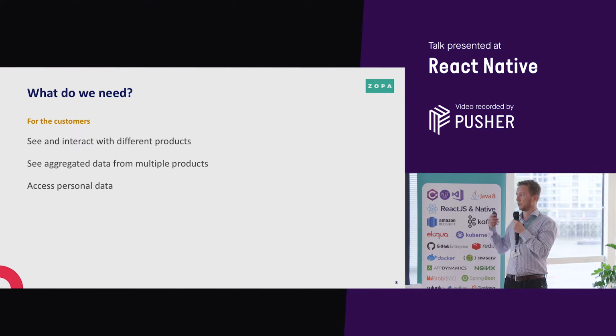They might also want to see aggregated data about their projects. So maybe you can get data from your different bank accounts, or maybe you can have an idea how much money you have, how much money you own or owe to Zopa or anywhere else. But they also want to access their personal data. They want to see their profile, their addresses, and be able to update them if they need to.